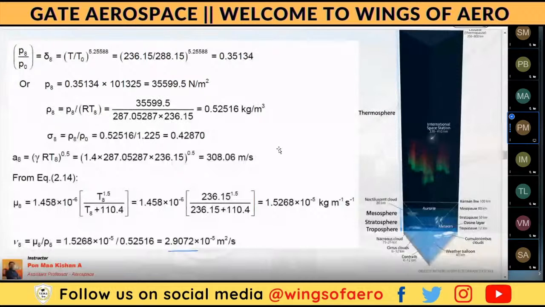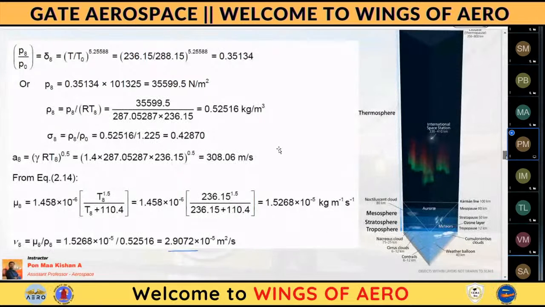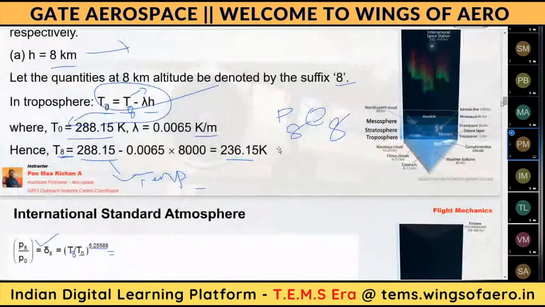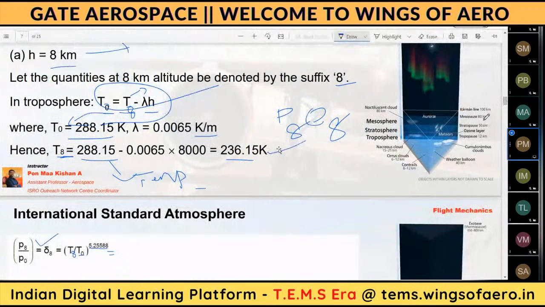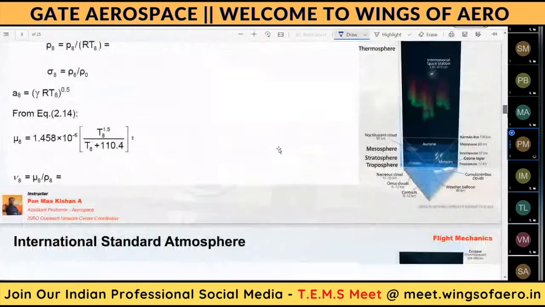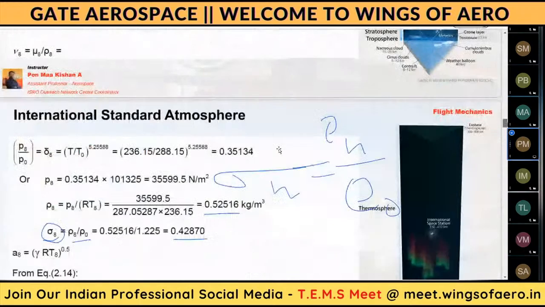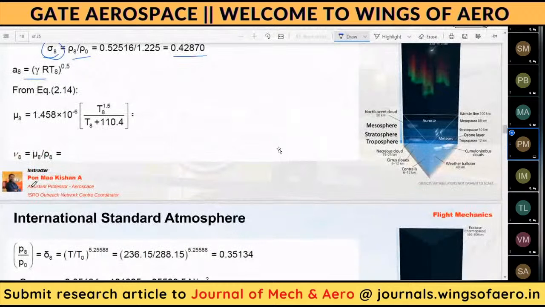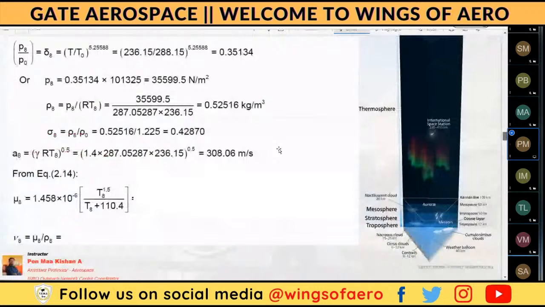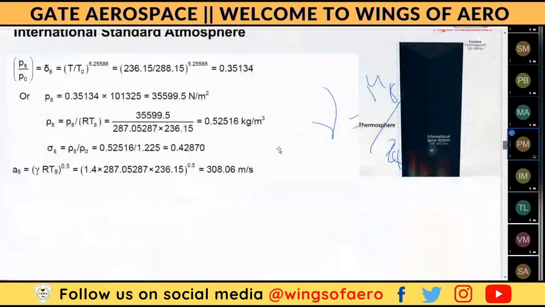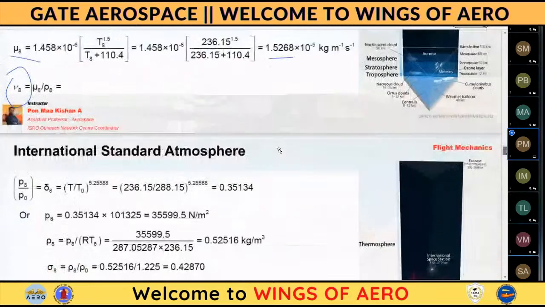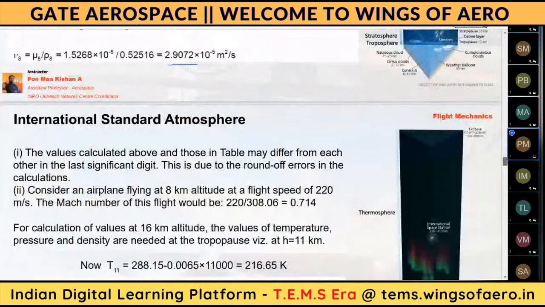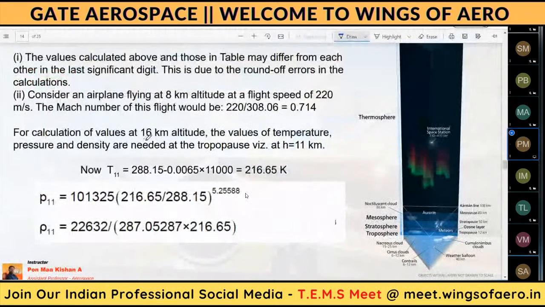So all you need to know is the temperature at that particular altitude. If you are able to calculate the temperature at that altitude, you can easily derive all the other factors: pressure, density, pressure ratio, density ratio, and speed of sound. Easily you can calculate, right? So let's move to the second altitude. The first altitude everyone has done well. So let's move to the next altitude, that is 16-kilometer altitude.